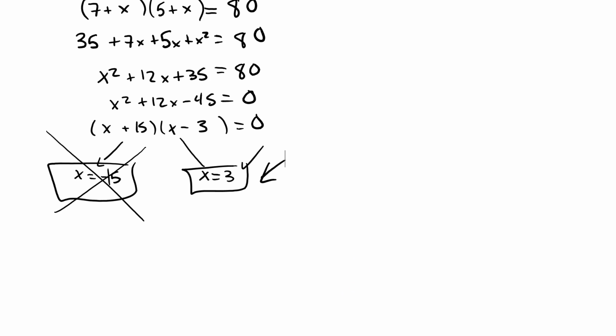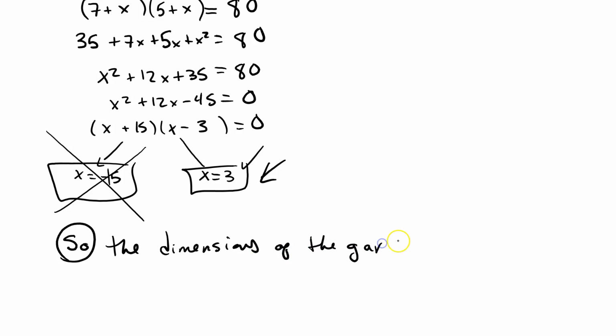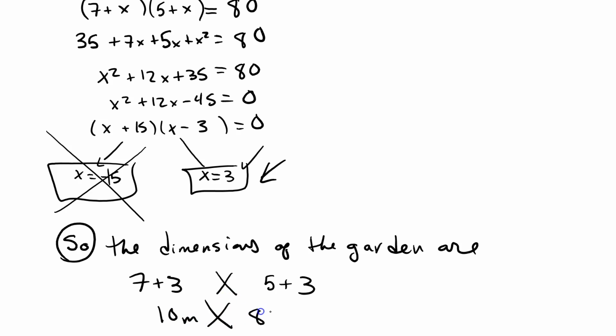What we need to do is figure out what the dimensions of that larger garden are. So the dimensions of the garden are 7 plus 3 by 5 plus 3, which is 10 meters by 8 meters.